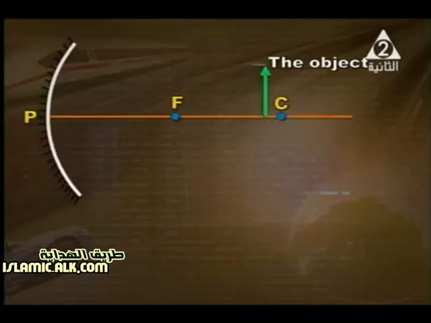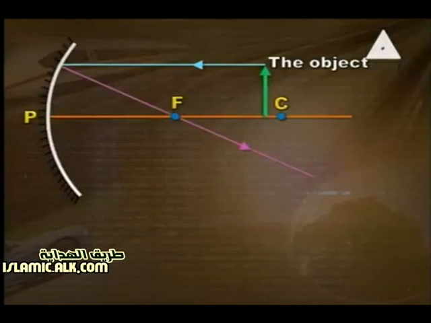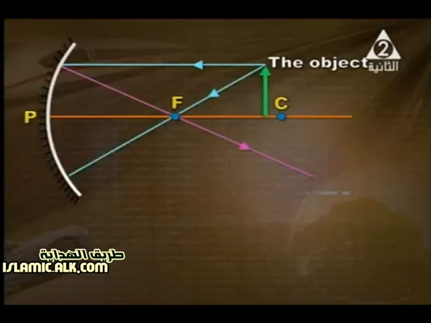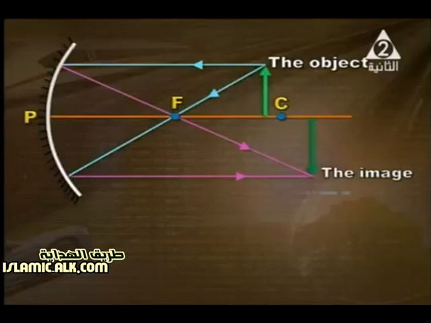The object will send the first light ray, which is parallel to the principal axis. This ray will reflect after hitting the concave mirror, passing through the focus. Another ray sent by the object passes through the focus and reflects parallel to the principal axis. At the point of intersection of the two reflected rays, we find the image.